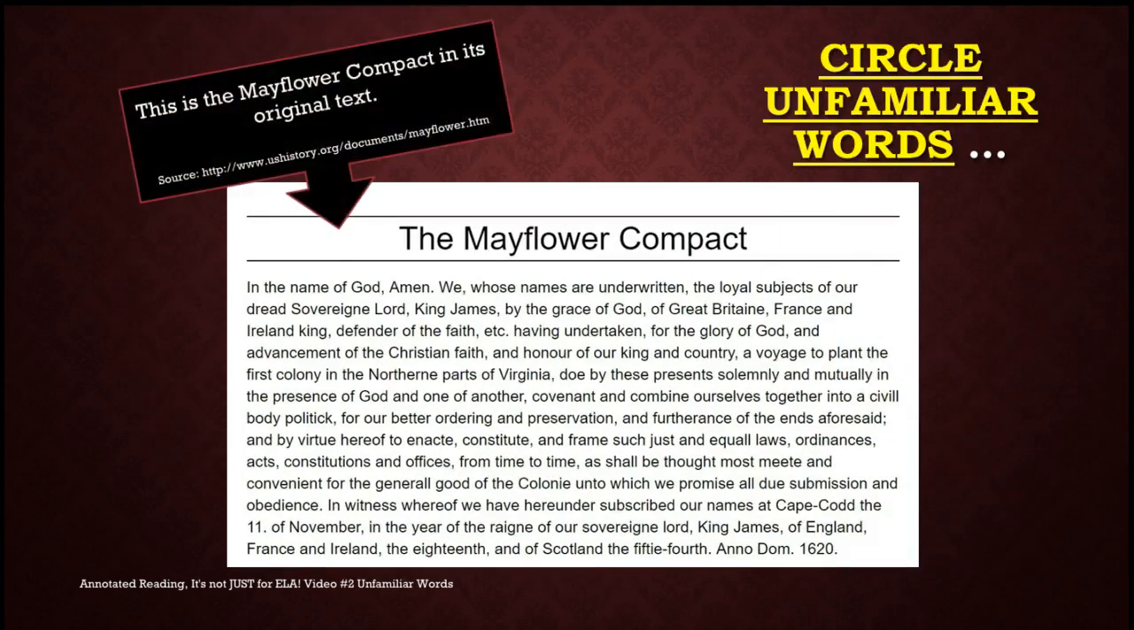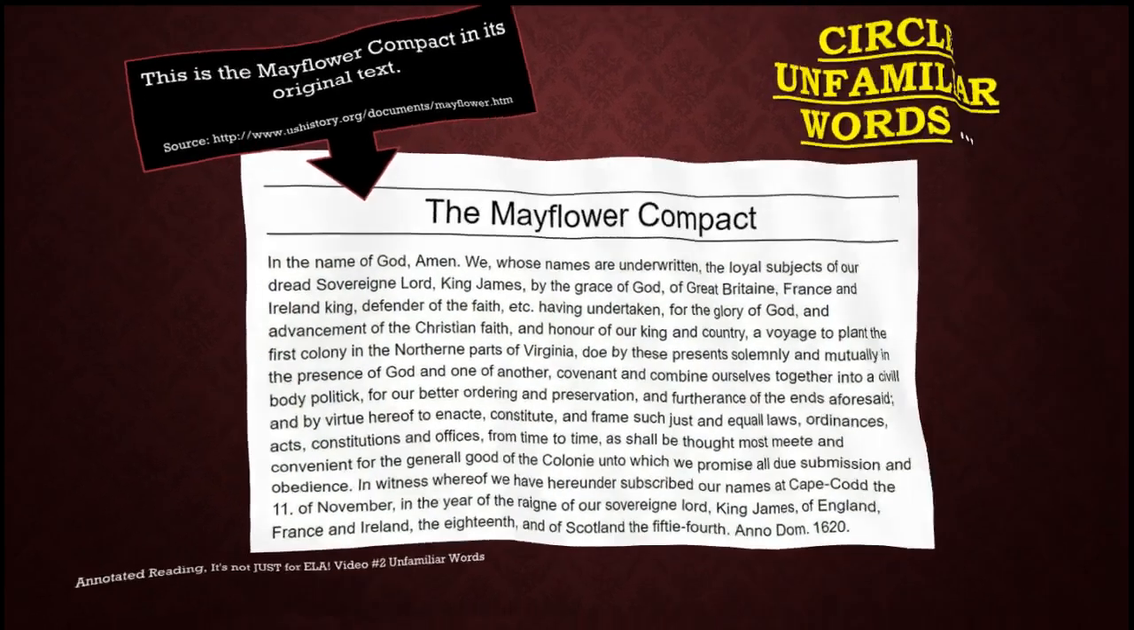Here's an example. Again, I teach social studies, but this is a source that I would use. It's the Mayflower Compact, and I would have my students read through this and circle the words that are unfamiliar to them. No matter what subject you teach, imagine one of your textbooks or an article or a diagram, a chart, a graph, or a photograph in place of this shot of the Mayflower Compact. Maybe it would look something like this.